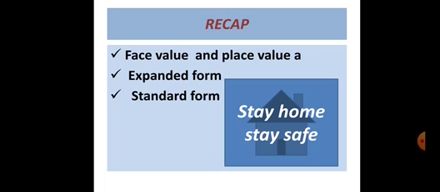So students, today what did we learn? Face value and place value. The face value of the digit is the digit itself, and place value is the position of the digit. Expanded form is the sum of the place value of each digit. And standard form, when we write the number using digits, the number is said to be in standard form.